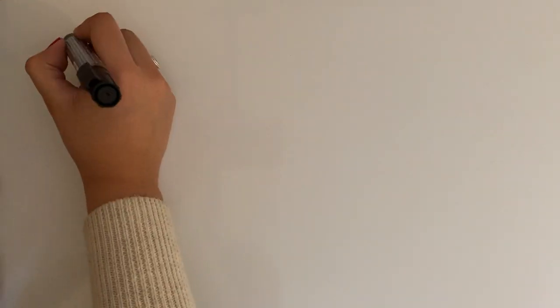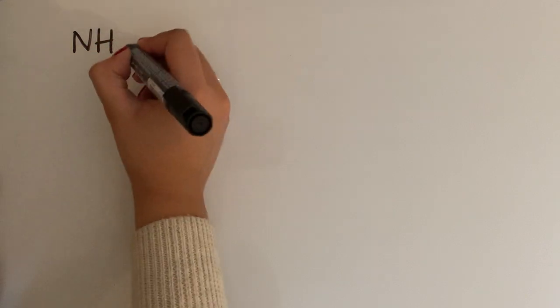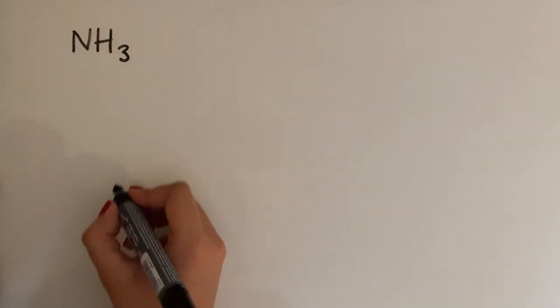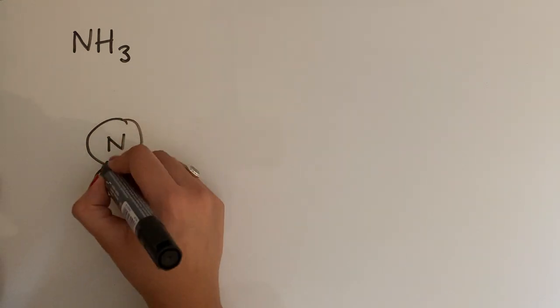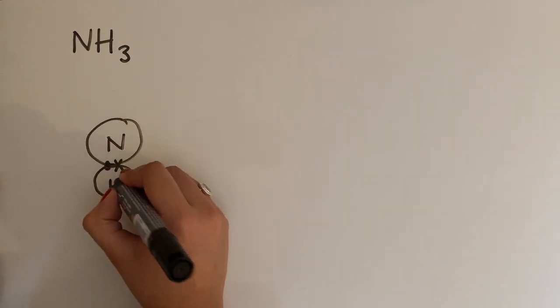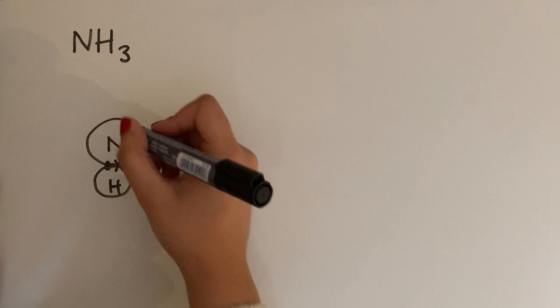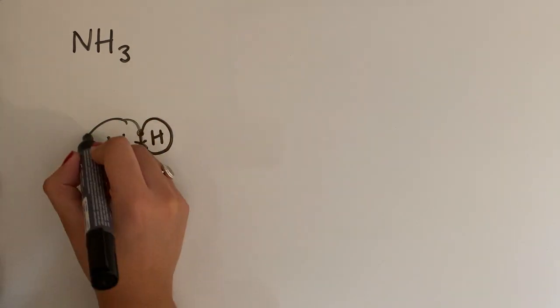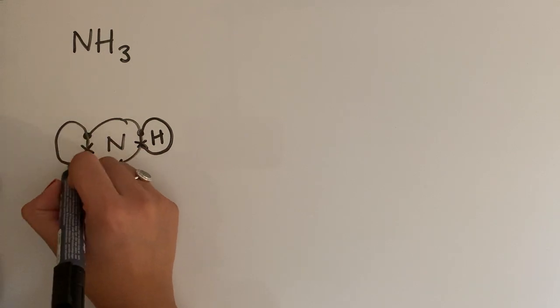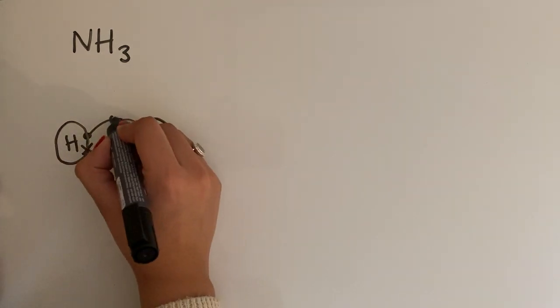Right, let's now have a look at another one. So let's go to ammonia. Ammonia is NH3, and in terms of the dot and cross diagram, nitrogen starts off with 5 electrons. It wants to gain 3. Okay, so that's a dot and cross diagram for ammonia.